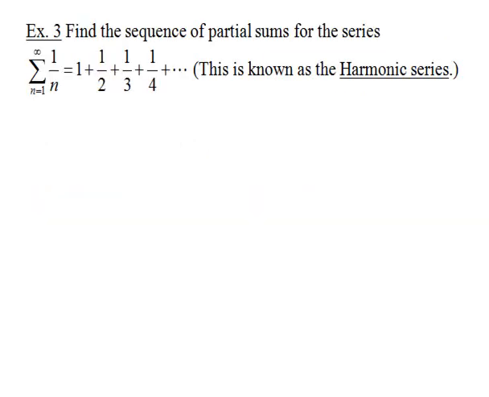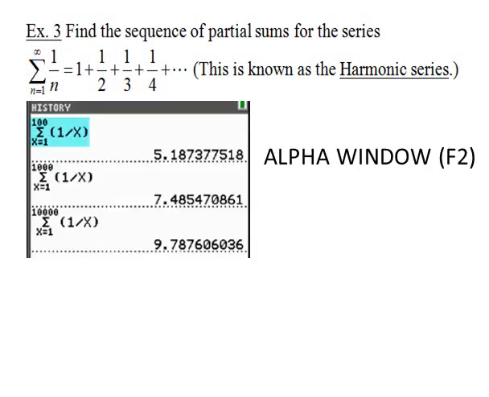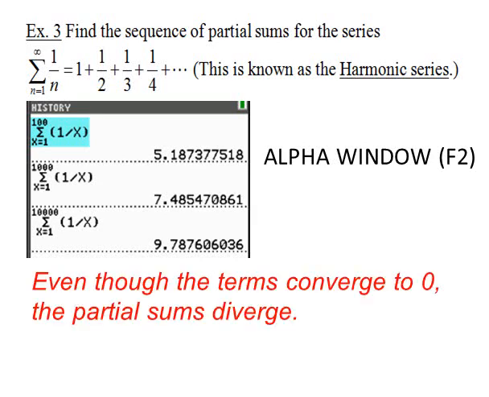Here's a classic example of a series that diverges even though the terms converge to 0. Using the summation command on my calculator, you can find this by pressing alpha window, which is F2. I calculated partial sums for the first 100, first 1,000, and first 10,000 terms of the series 1 over n. The partial sums don't appear to converge to a specific value.